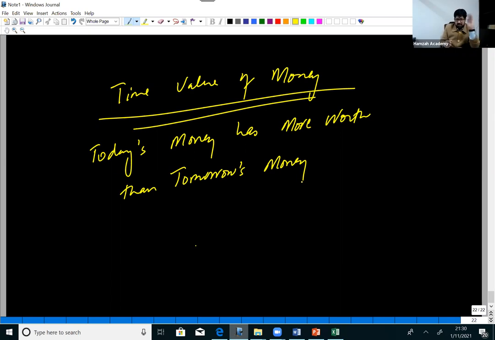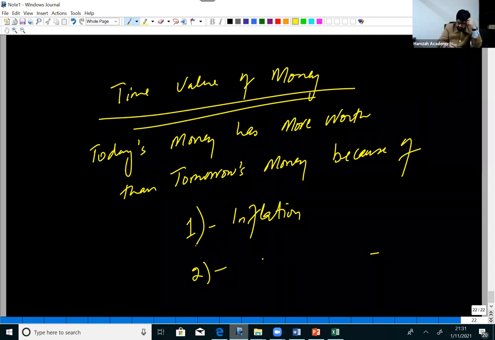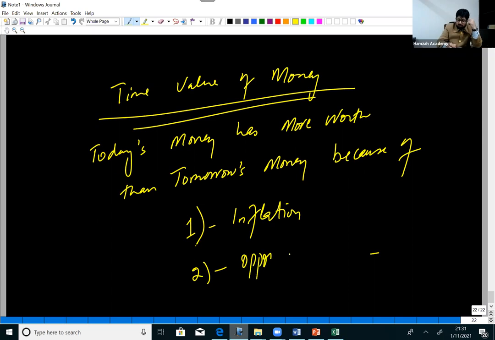And why does time value of money exist? Why does today's money have more value? Three reasons. Number one, inflation. Money will be devalued tomorrow. Second, opportunity for investment.